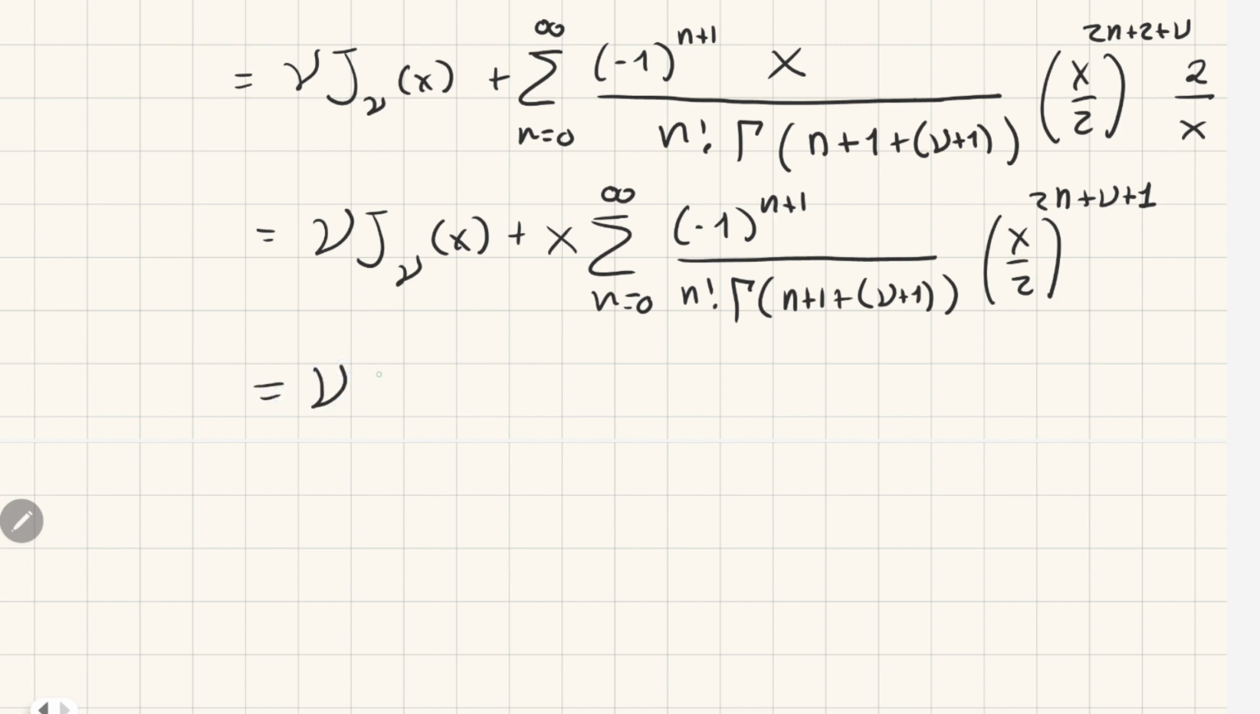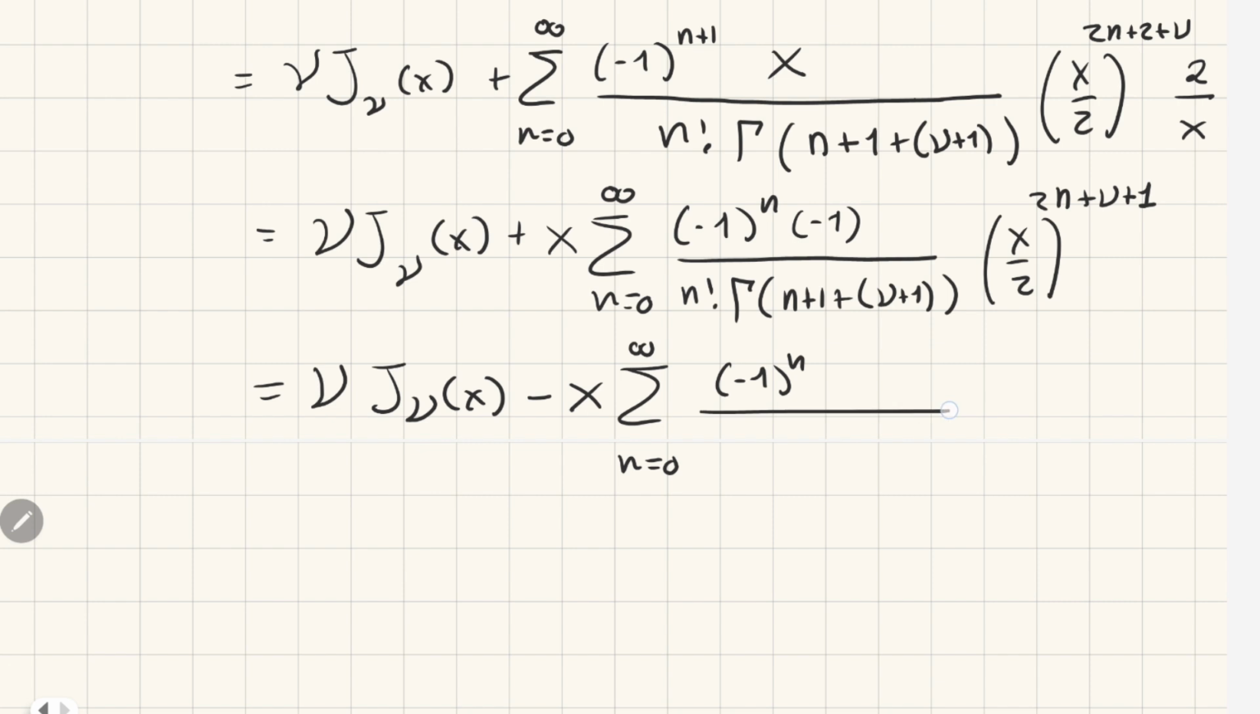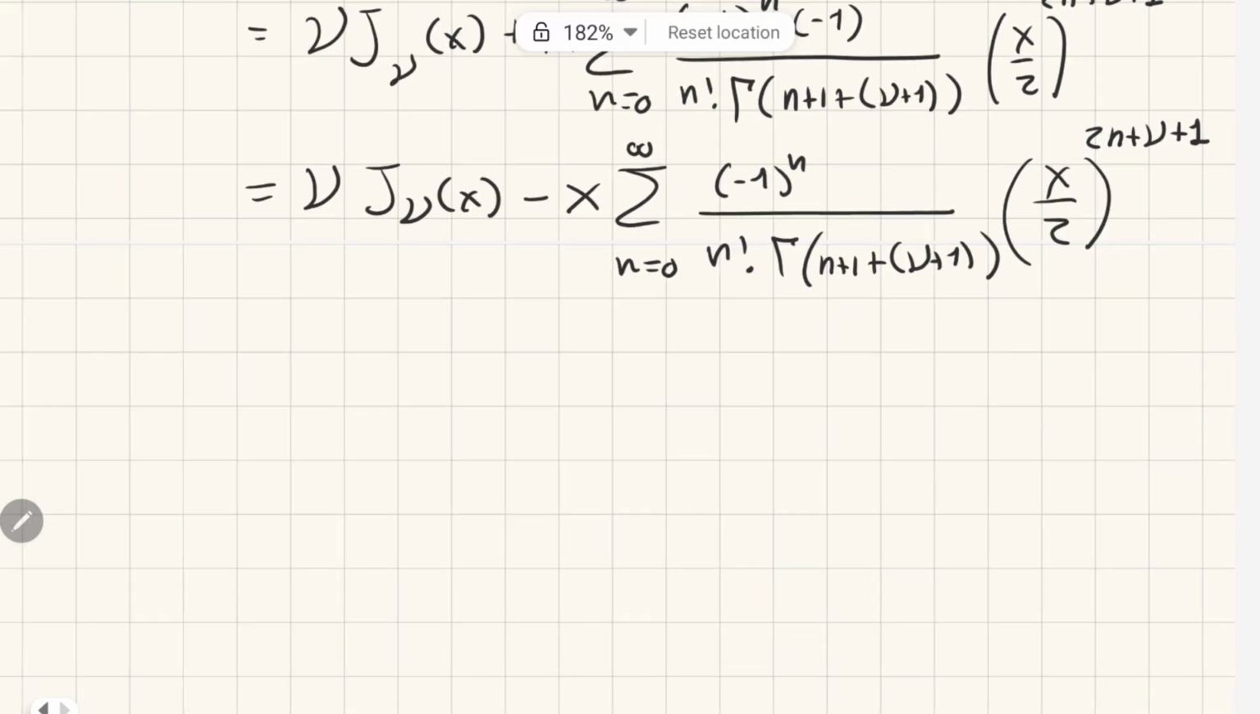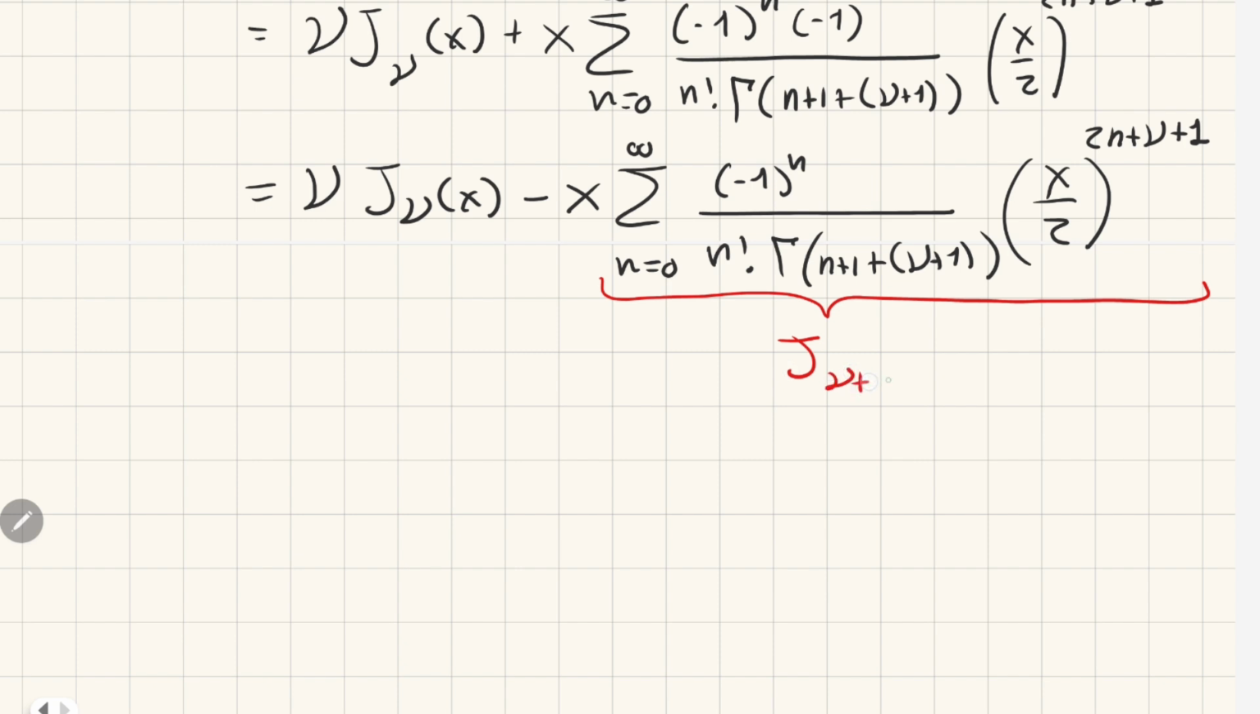This will be nu J sub nu of x plus x, and let me take out this minus, right? Because we can see this as minus 1 to the n times minus 1. So we are going to take this minus out of the sum to get minus x, the sum from n equals 0 to infinity of minus 1 to the n divided by n factorial gamma of n plus 1 plus nu plus 1, and then x divided by 2 to the 2n plus nu plus 1. Okay, perfect. So with this, we can identify all this expression as the Bessel function of order nu plus 1.